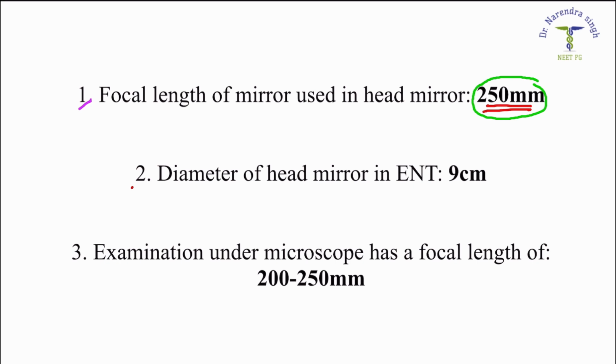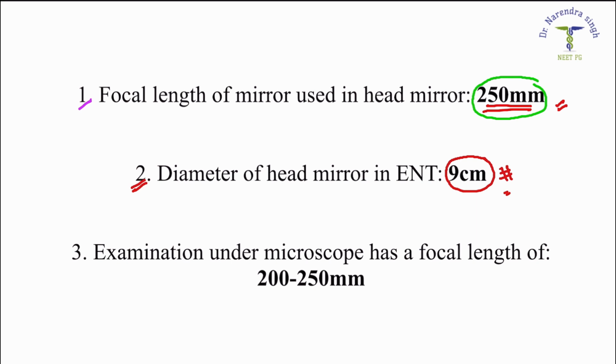Now the second question arising out of the head mirror is: what is the diameter of the head mirror in ENT? The head mirror used in ENT examination has a diameter of 9 centimeter. The answer is 9 centimeter. The focal length is 250 mm and the diameter is 9 centimeter.